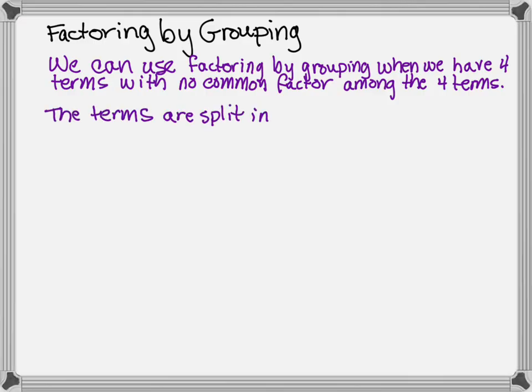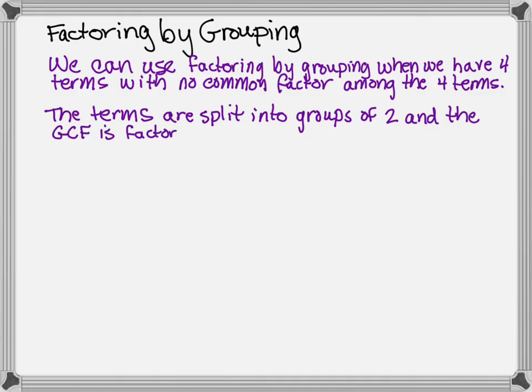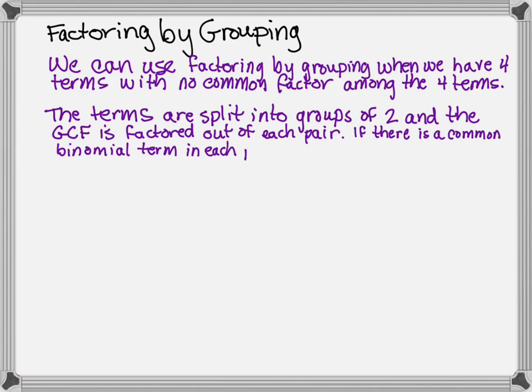So the terms are then split into groups of two, or pairs, and the greatest common factor is factored out of each pair. If there is a common binomial term in each pair, then factoring by grouping can be applied.